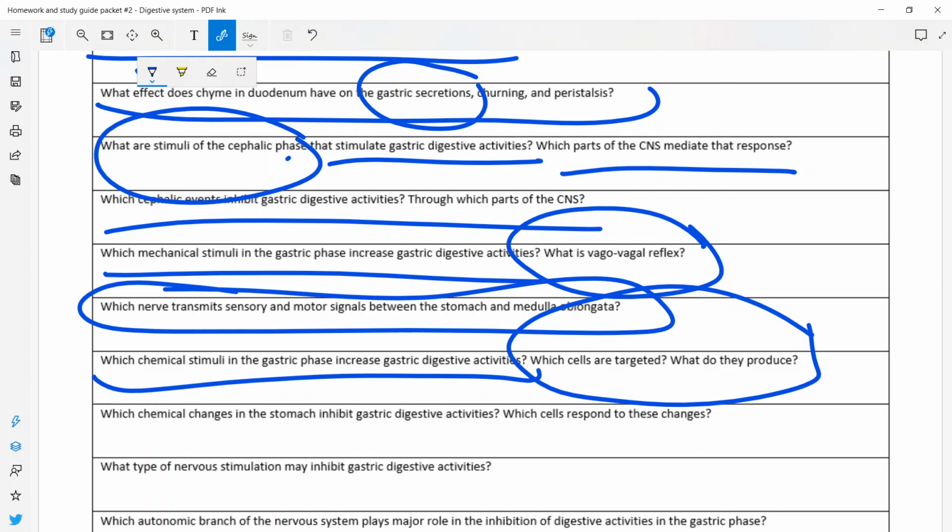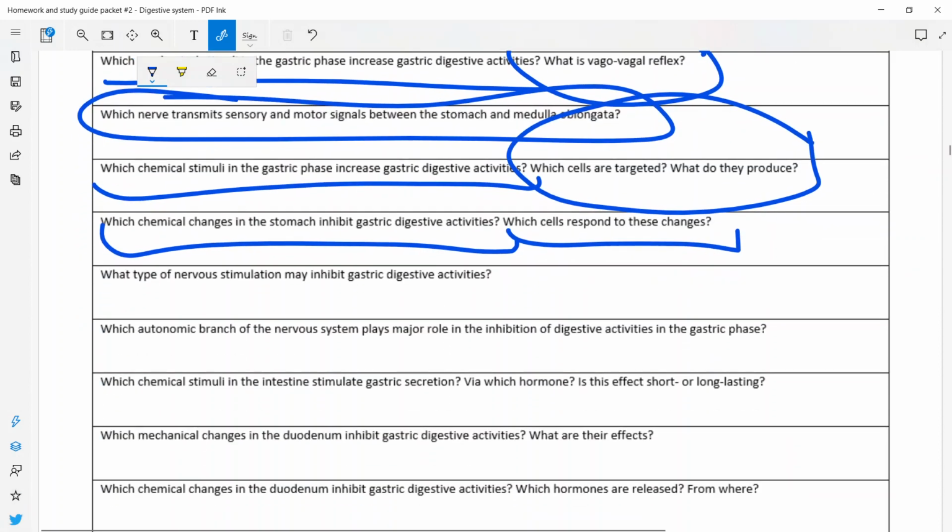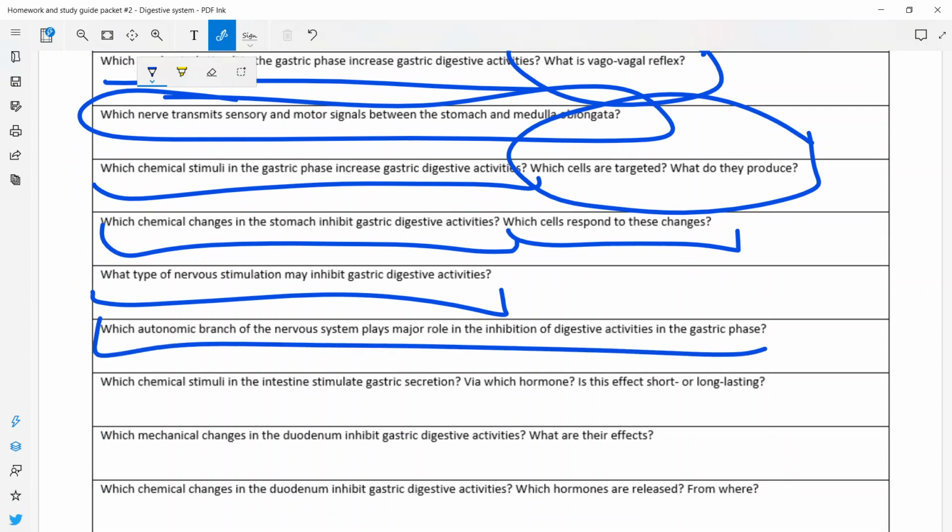Okay? Chemical changes in the stomach that inhibit gastric digestive activities: lower pH. Okay, pretty much. And again, G cells produce less gastrin, less digestive activities, less hydrochloric acid. What type of nervous stimulation may inhibit digestive activities? Sympathetic stimulation plays a major role in the inhibition of digestive activities.